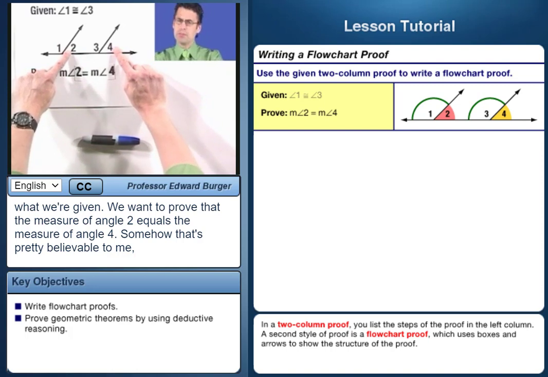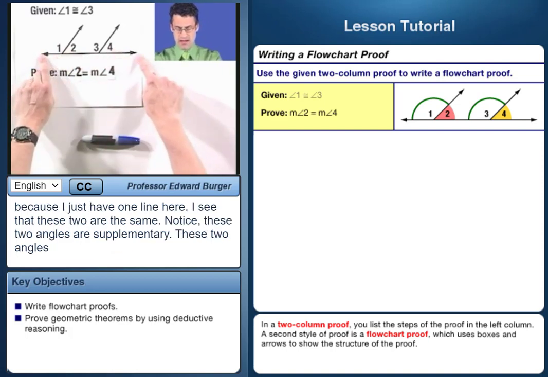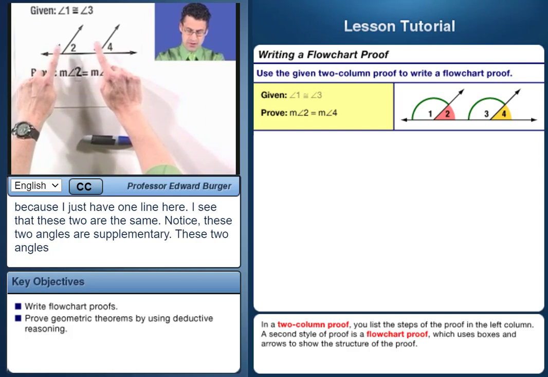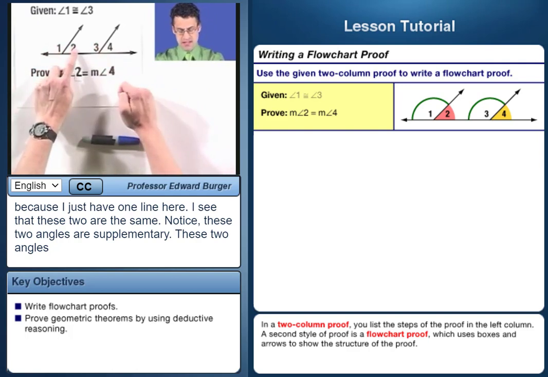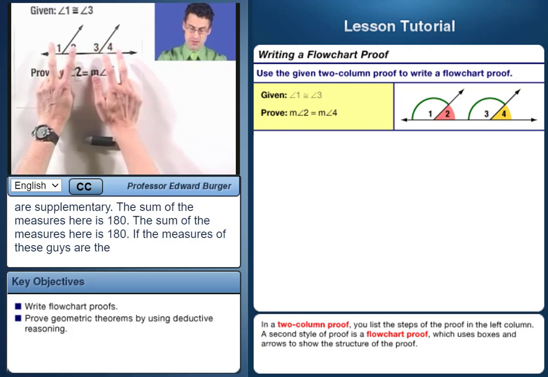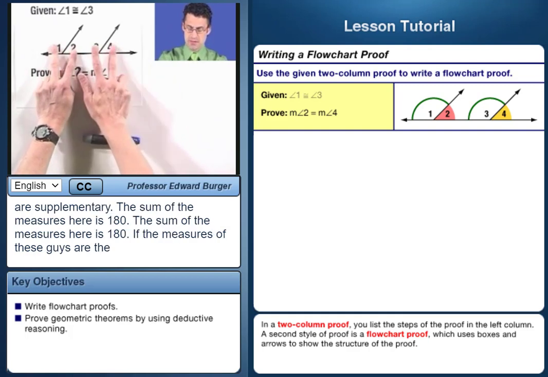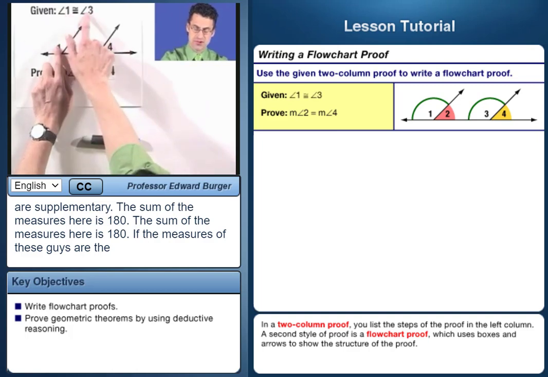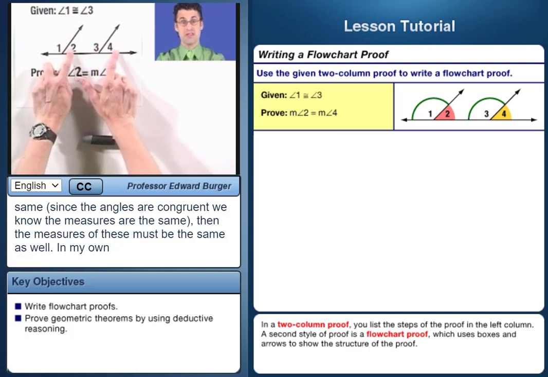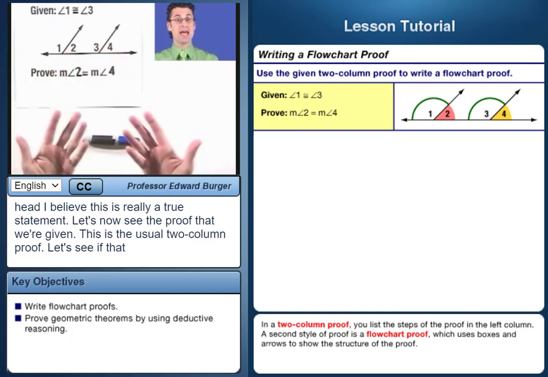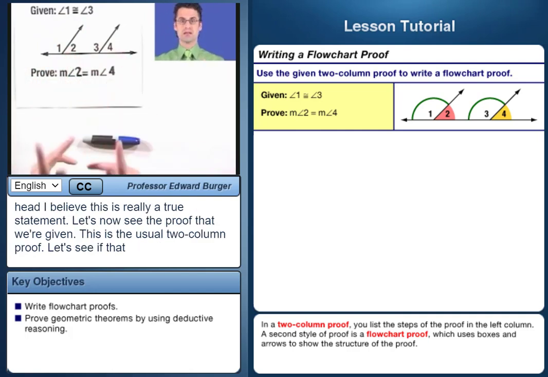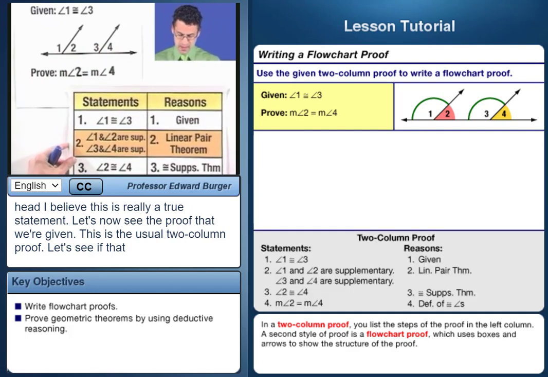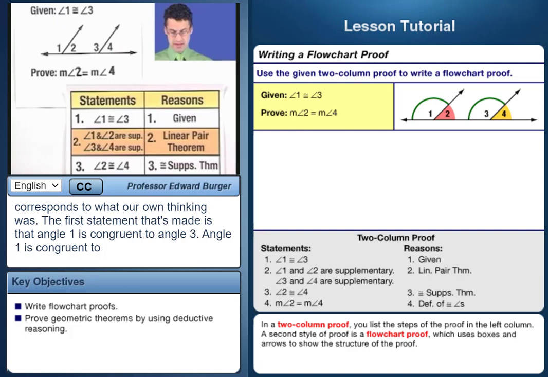Well, somehow that's pretty believable to me because I just have one line here, and I see that these two are the same. And notice these two angles are supplementary. These two angles are supplementary. So the sum of the measures here is 180. The sum of the measures here is 180. And if the measures of these guys are the same, and since the angles are congruent, we know their measures are the same, then the measures of these must be the same as well. So in my own head, I believe this is really a true statement. Let's now see the proof that we're given. So this is the usual two-column proof. And let's see if that sort of corresponds to what our own thinking was.